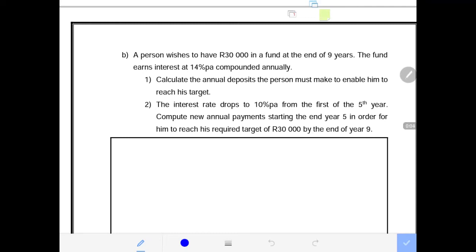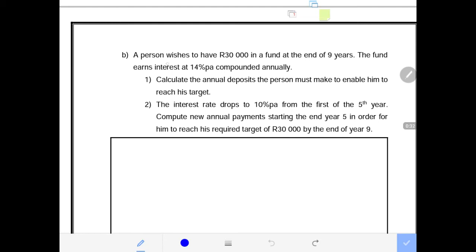We are still busy with exercise 3.1 on annuities, and we are busy with number B. I said to you that an annuity is a series of equal payments that are made at regular intervals of time at the same interest rate.